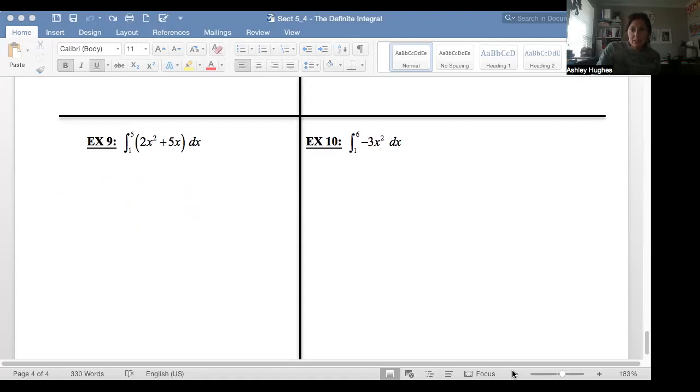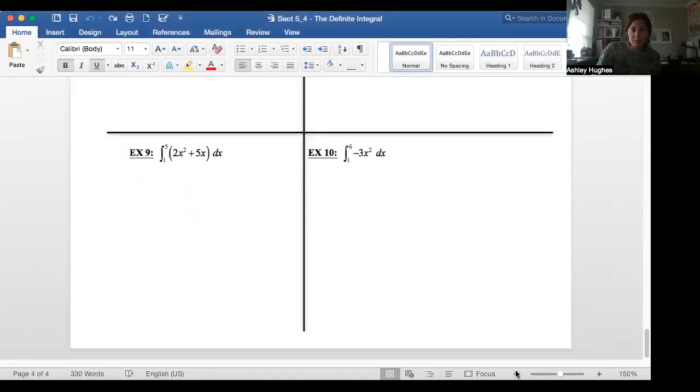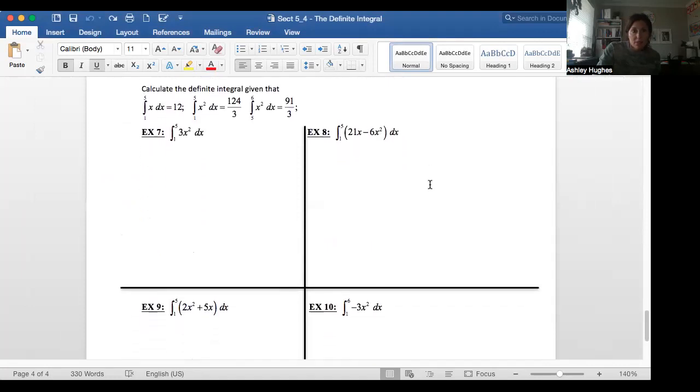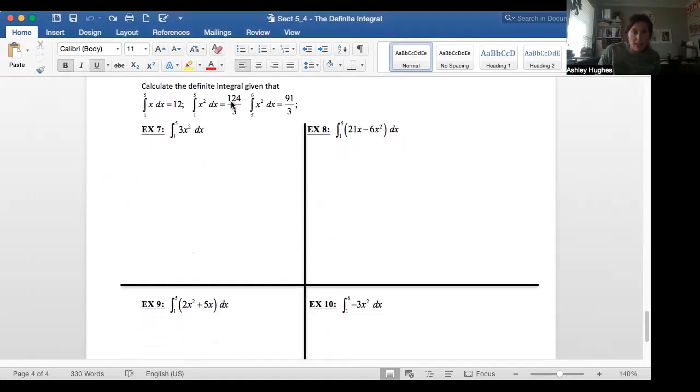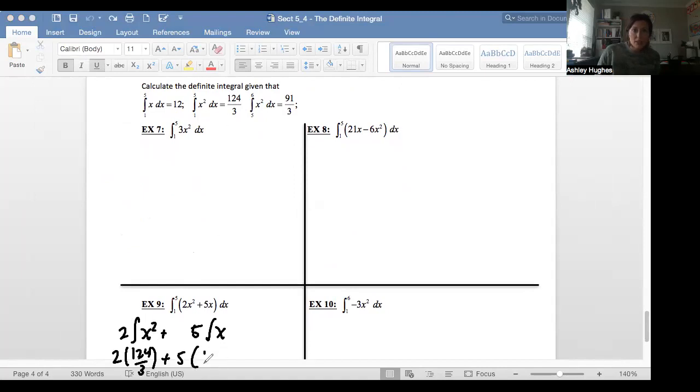Same idea here. Let me see those. Okay, there. So again, I can pull apart that and say 2x squared plus 5x. So 2 times the integral of x squared was 124/3 plus 5 times the integral of x, which was 12. This one I could put -3 in front, and then, oh, notice this says 1 to 6. So that's a little different. I'm going to have to write it from 1 to 5 plus 5 to 6, because that's what's been given me here. See, 1 to 5 and then 5 to 6.